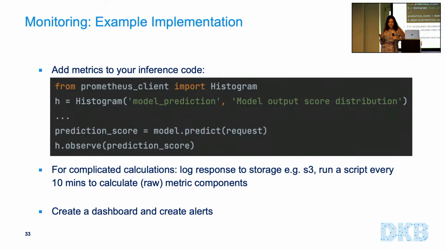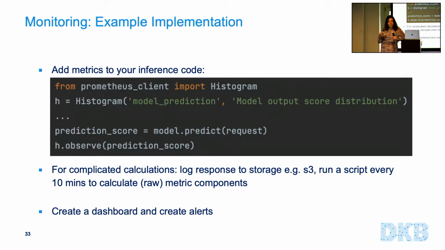And then you have a second solution that either calls an API endpoint in the service every 15 seconds to get the current value of this histogram, or what you can also do is log your predictions to S3 and run a simple batch job every 10 minutes that collects these predictions and calculates the histogram and then pushes to a database maybe where you do your alerting.